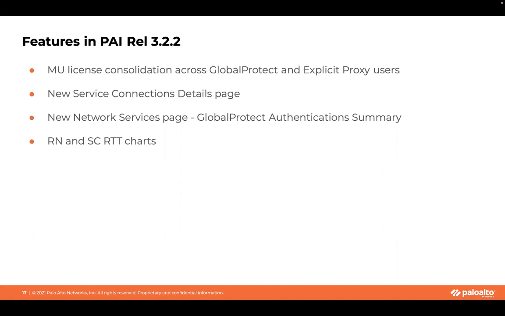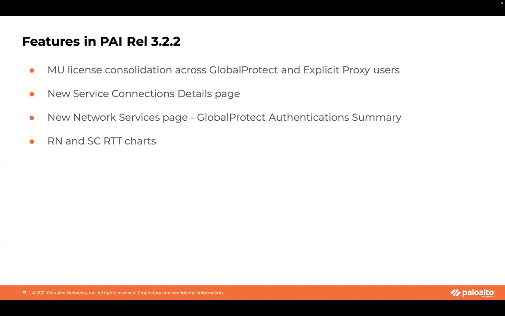So the path from their branch to Prisma Access, which is through an ISP, if that has delays, that is something they can work with their service providers. So this is, again, a chart that is helpful to them.